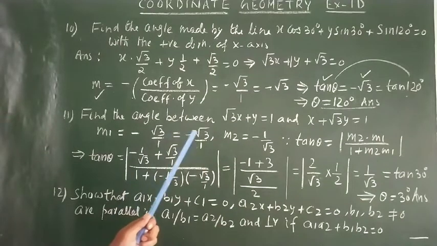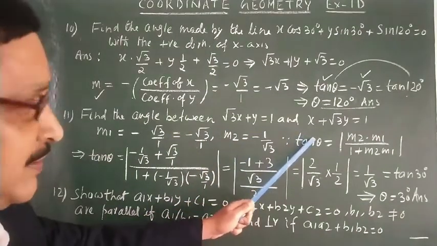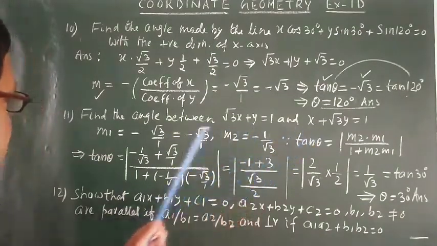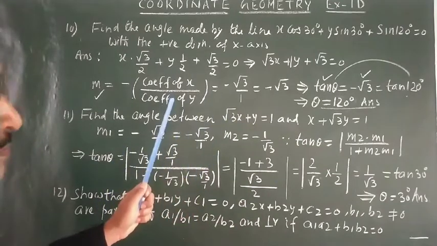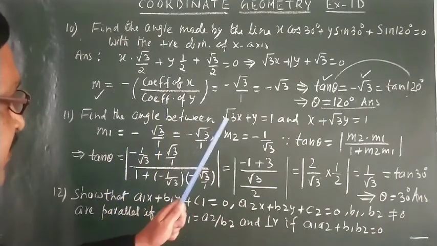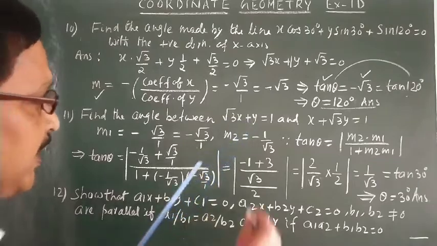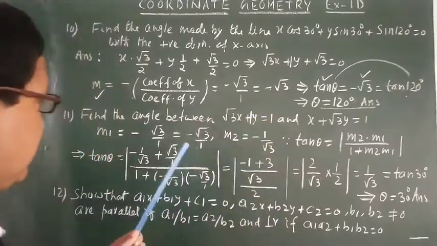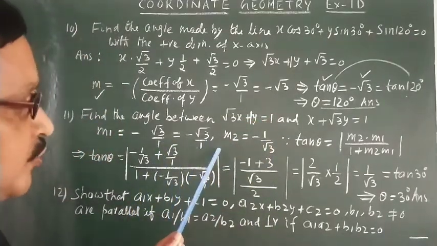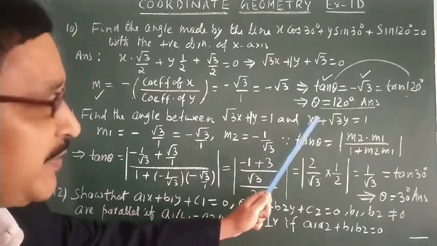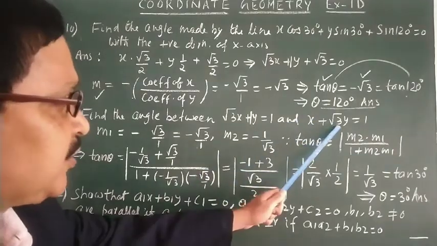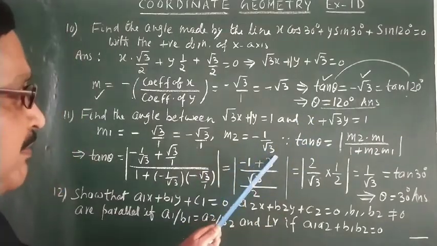Now the next question is find the angle between two lines. Two lines are given. m1, by the same formula, negative of coefficient of x by coefficient of y, is minus root 3. m2, negative of coefficient of x which is 1 by coefficient of y which is root 3, so this is minus 1 by root 3.